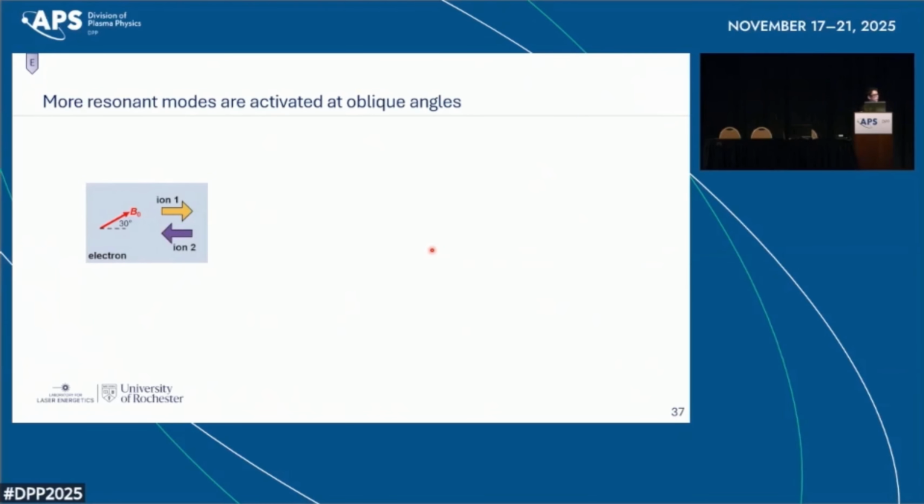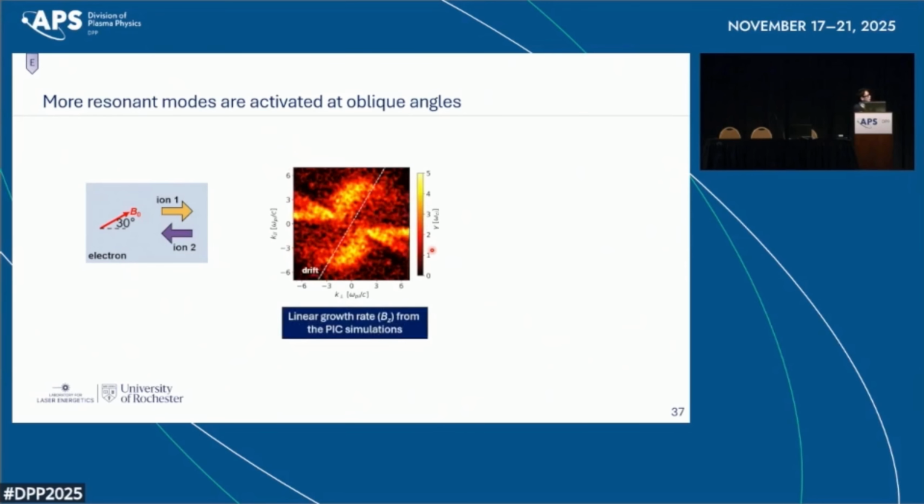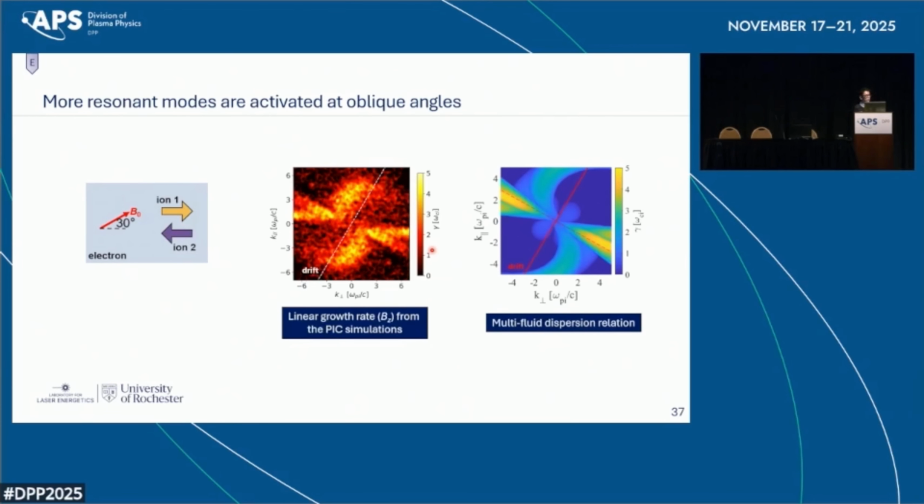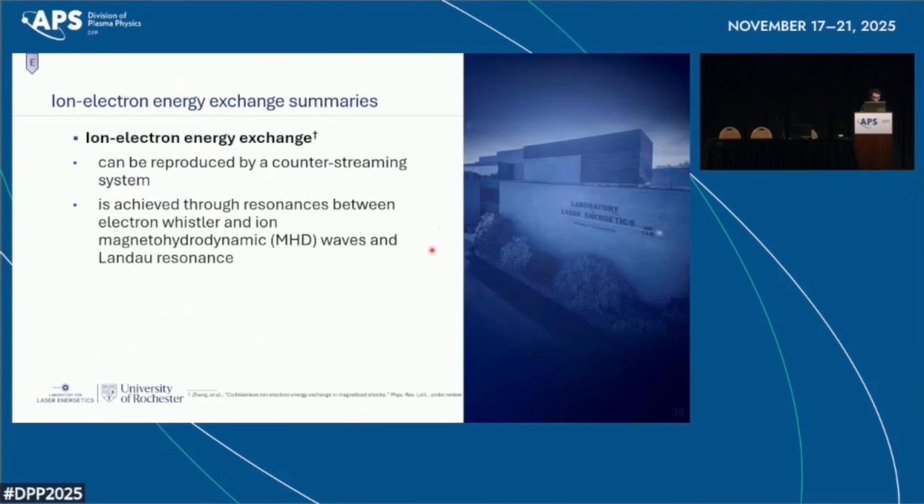So speaking of complicated regimes, here I'm showing you what if we have a 30-degree angle. So here is what the simulation looks like. So here is what our theoretical result looks like. So with the multi-fluid model, we can know which mode is which. So here we have more resonances. More resonances are activated. It can be very complicated.